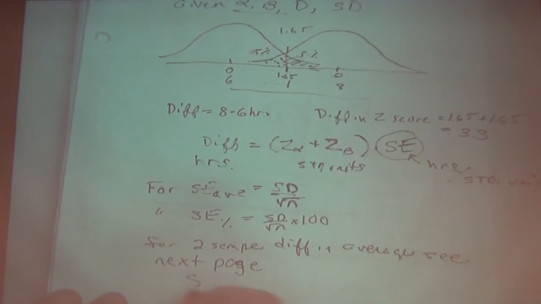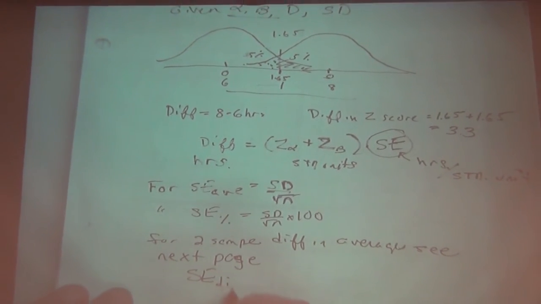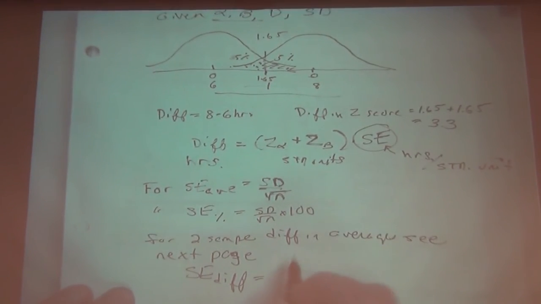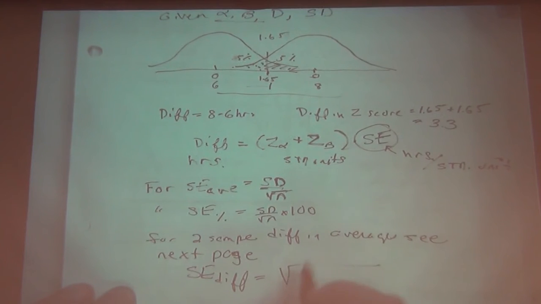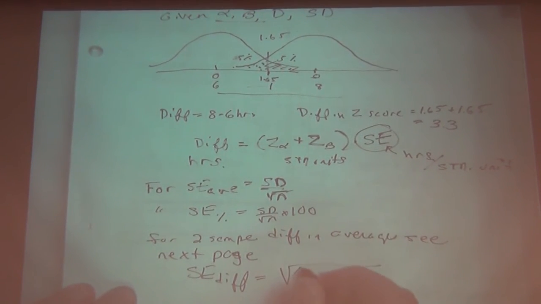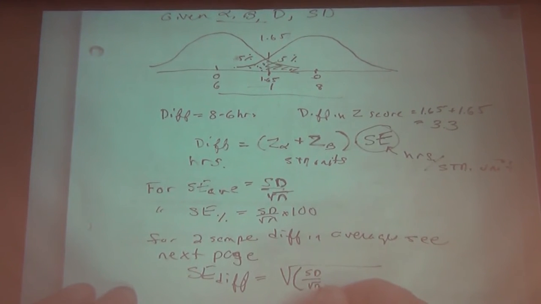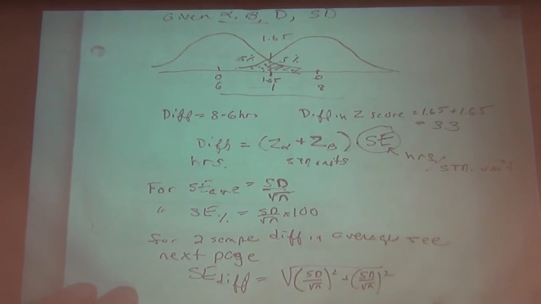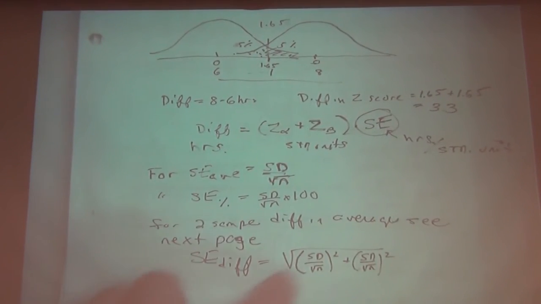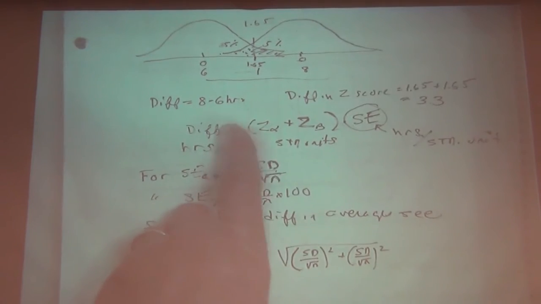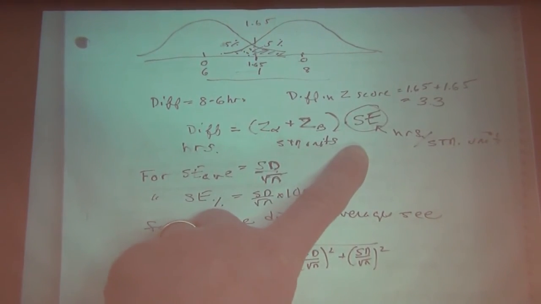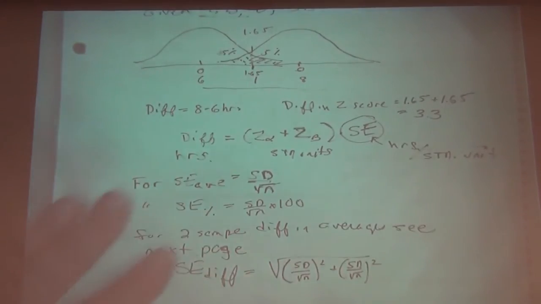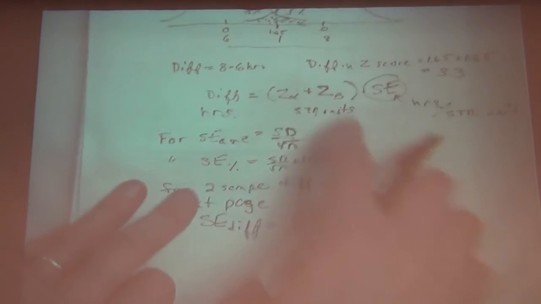I'll give it to you right now, but it's going to be different for different things. And it would be the square root of your SD squared over n plus SD squared over n. We'll do this on the next page. You know, depending, okay? So it's different for everything, but this is the basic idea. All right?